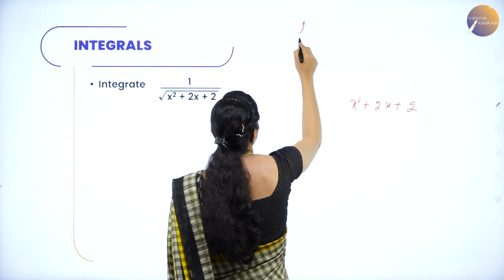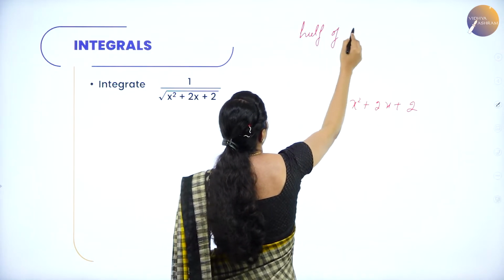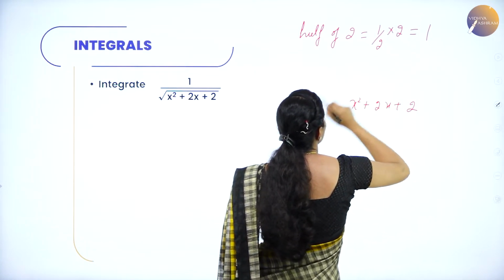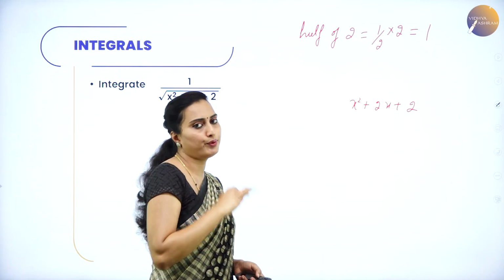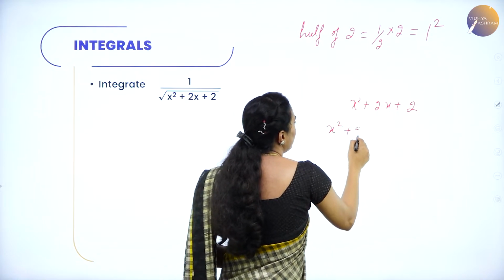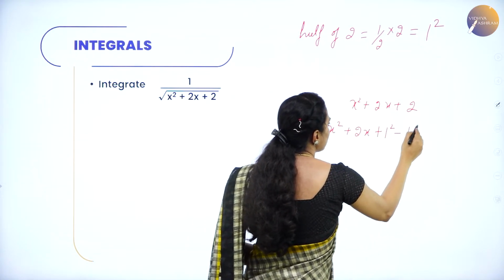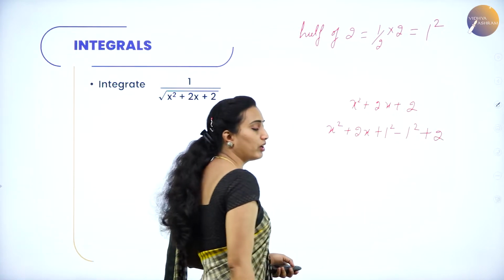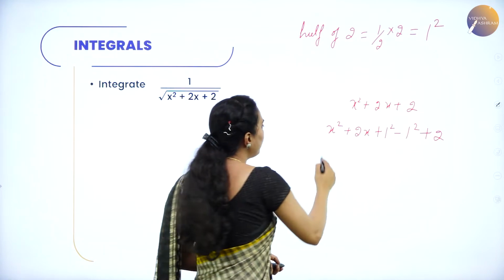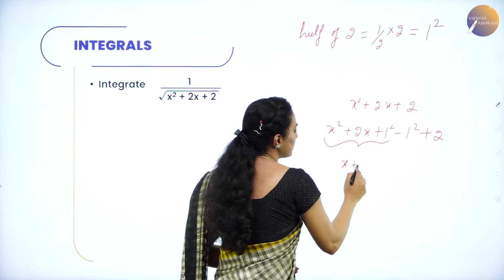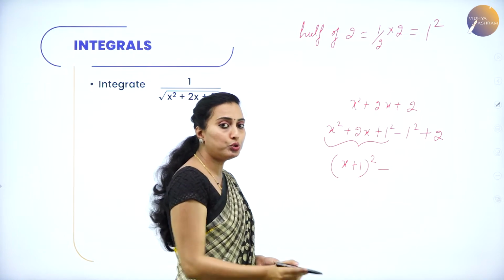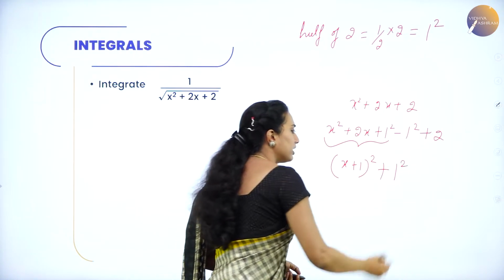So half of 2 is equal to 1 by 2 into 2, which is equal to 1. So whole squared of that one, adding and subtracting. So 1 squared is nothing but 1 only. Therefore, writing x squared plus 2x plus 1 squared minus 1 squared plus 2. I hope you got this one. Now if you observe, dear student, this is a squared plus b squared plus 2ab. Therefore, I can write it in the form of x plus 1 whole squared, minus 1 squared plus 2. 2 minus 1 gives you plus 1 only, which can be written as 1 squared.